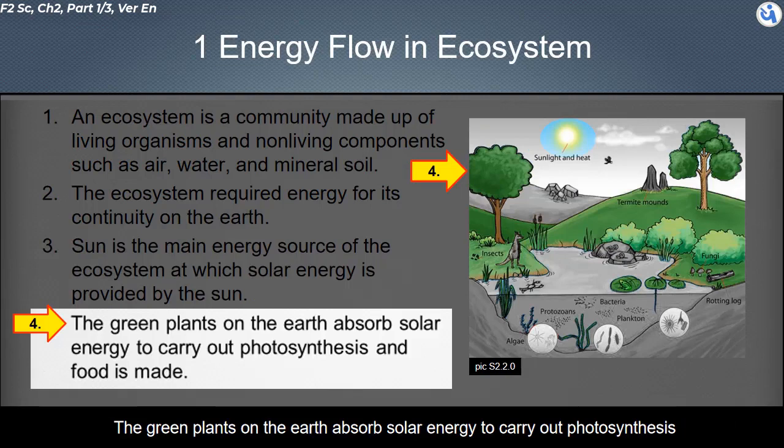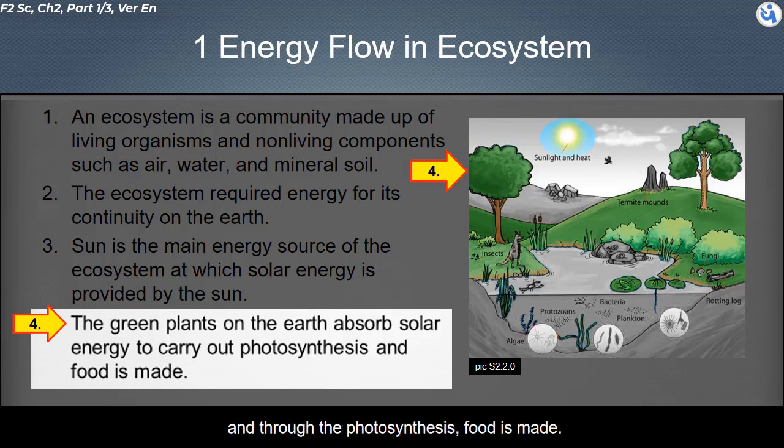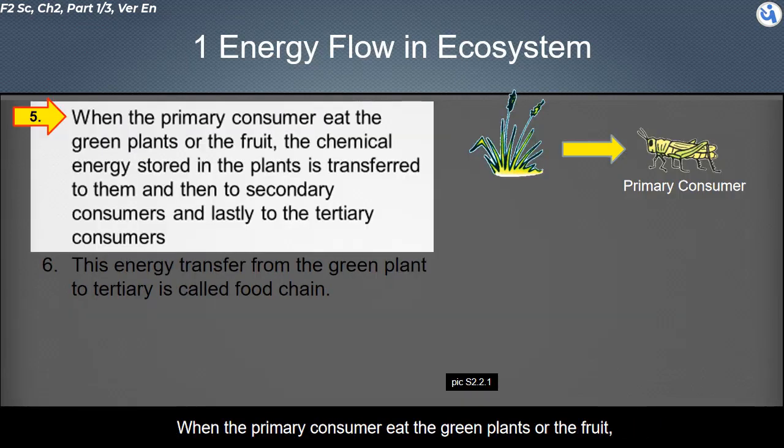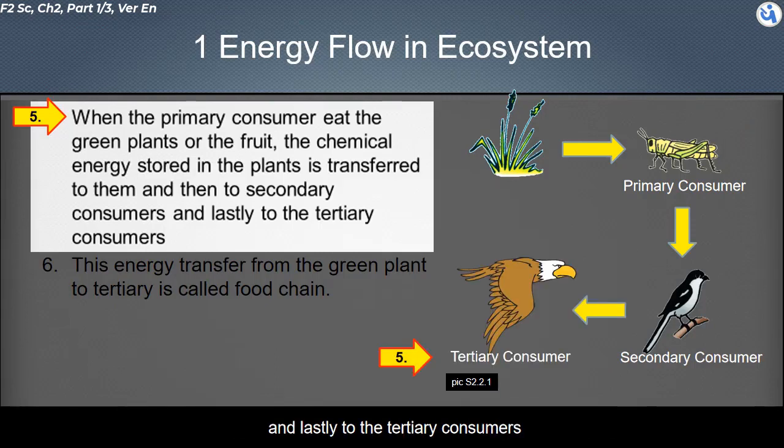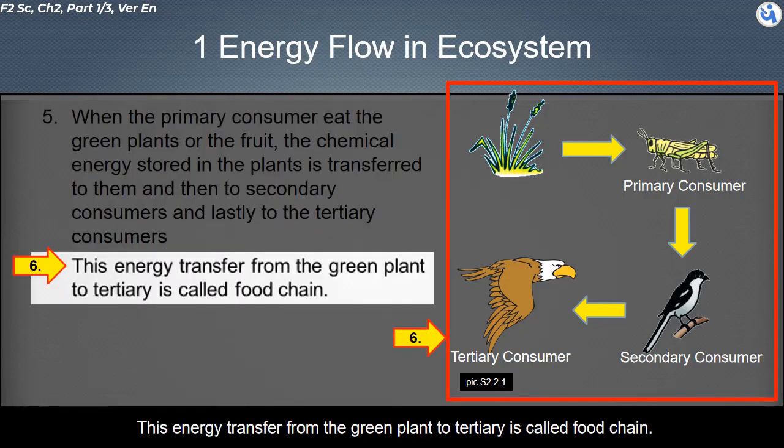The green plants on the Earth absorb solar energy to carry out photosynthesis, and through photosynthesis, food is made. When the primary consumers eat the green plants or the fruit, the chemical energy stored in the plants is transferred to them, and then to secondary consumers, and lastly to the tertiary consumers. This energy transfer from the green plant to the tertiary consumer is called a food chain.